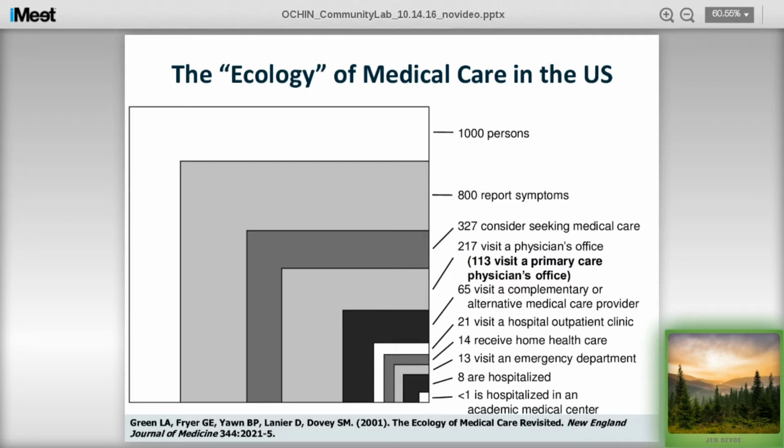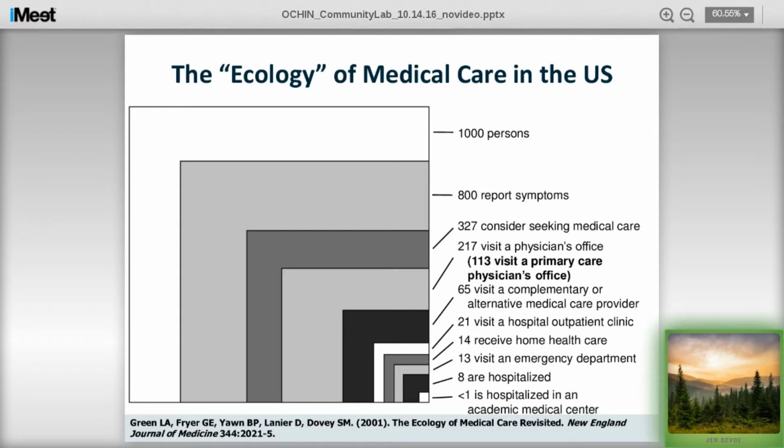So really, why do we need community laboratories? Why do we need to move science out into the communities? I think the original Ecology of Medical Care study done by Kerr White in the 60s and then repeated by Larry Green and folks at the Graham Center in the late 90s really is a great demonstration of why we need to be out in the community. And this was looking at, among 1,000 people in the U.S. during a given month, what is the ecology of their medical care?